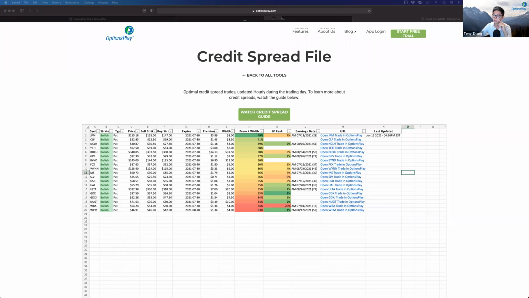Is IV rank available in brokerages like Thinkorswim? It is. It's called IV percentile in Thinkorswim.